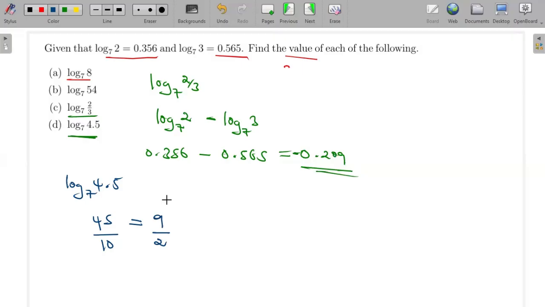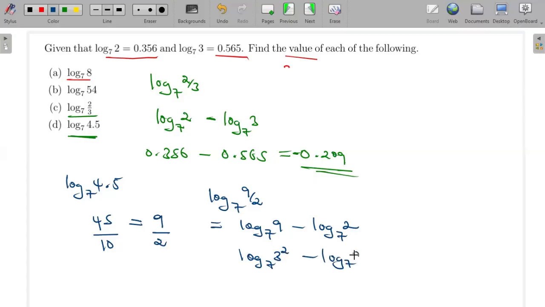So now I'm going to replace: log base 7 of 9 over 2. Since it's division, I'll do just what I did there. So that is log base 7 of 9 minus log base 7 of 2. And the 9 I can write as log base 7 of 3 to the power 2, and then I still have log 7 of 2. The 2 I can drop in front. This is going to be equal to 2 log 7 of 3 minus log 7 of 2.